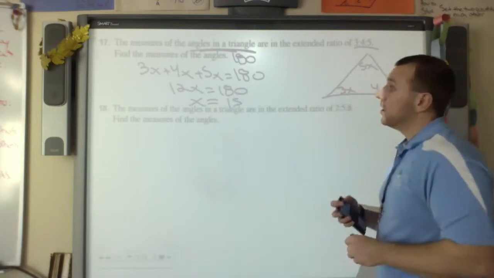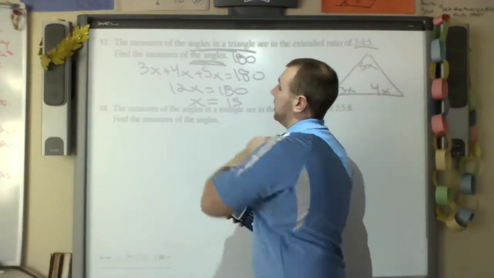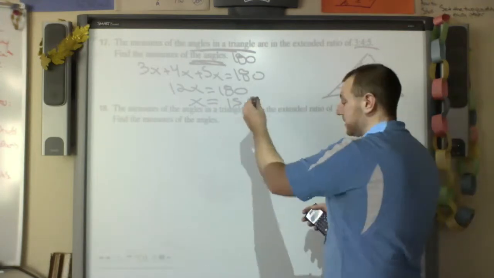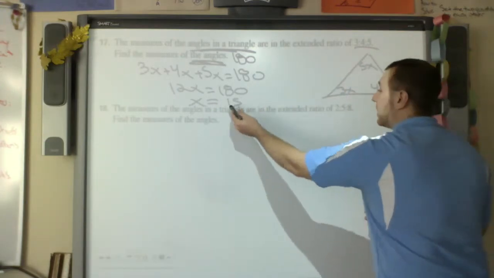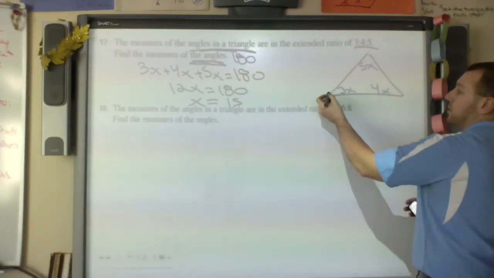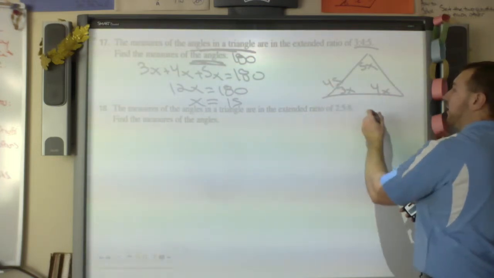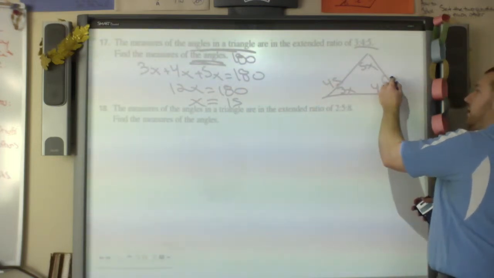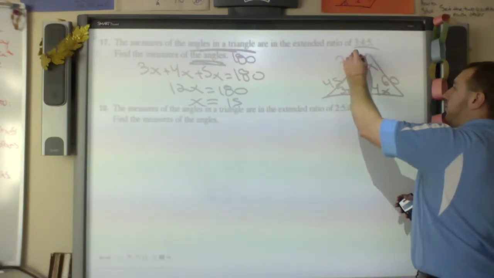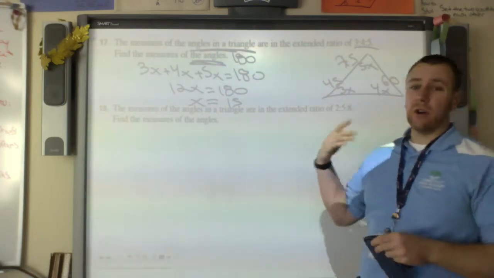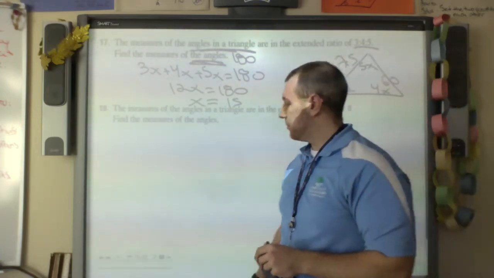15. Now it says find the measures of the angles. x is not the measure of the angle. I have to take that and plug it back in. So 3 times 15 is 45. This one's going to be 60. This one's going to be 75. Okay? And that's how I would solve for the angles.